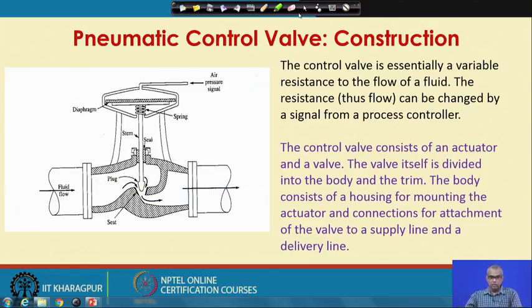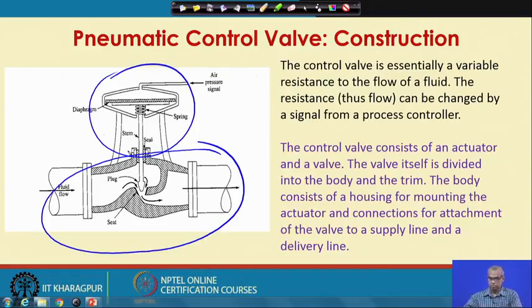So, the control valve has two major parts. One is actuator, another is a valve. This part is actuator and this part is valve. The valve itself is divided into body and the trim. The body consists of a housing for mounting the actuator and the connections for attachment of the valve to a supply line and a delivery line.